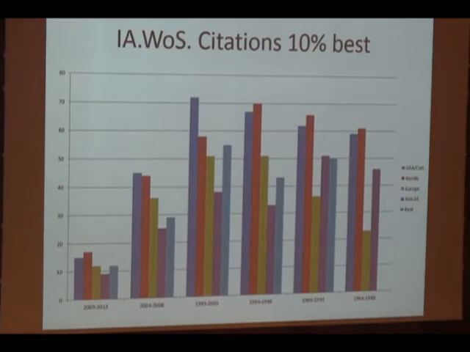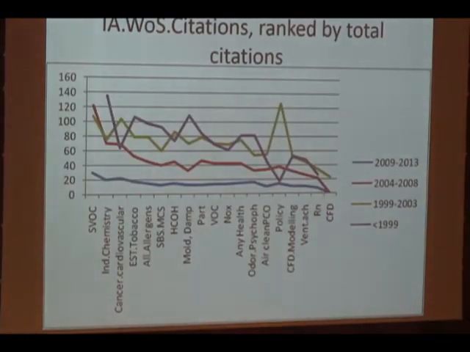If you look at articles from different countries, and from different time periods, we can see that the blue is United States, Canada, red is Nordic countries, and articles from these regions are always well cited, better cited than from other regions. And if you look at different topics and citations, we see that best cited are articles within SVOC. So congratulations, Charlie and John Little and others. Indoor chemistry is also well cited. Least cited is radon and CFD. Regardless of what time period they were published.